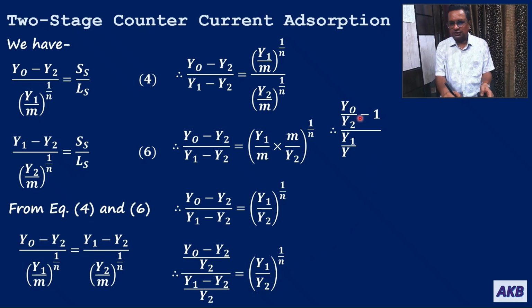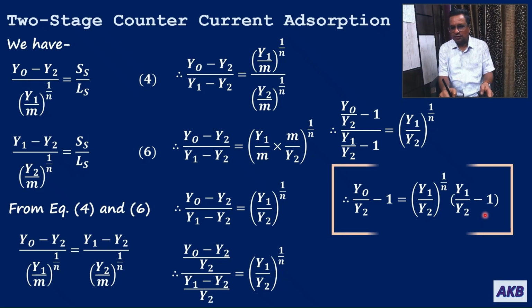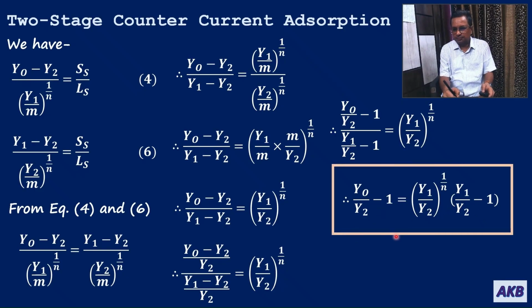So that is capital Y0 by capital Y2 minus 1. When I separate the denominator, same thing over here: capital Y1 by capital Y2 minus 1, that is equal to (capital Y1 by capital Y2) raised to 1 by N. So that is capital Y0 by capital Y2 minus 1 is equal to, I'll bring this to this side, (capital Y1 by capital Y2) raised to 1 by N into (capital Y1 by capital Y2 minus 1). And this is the equation.